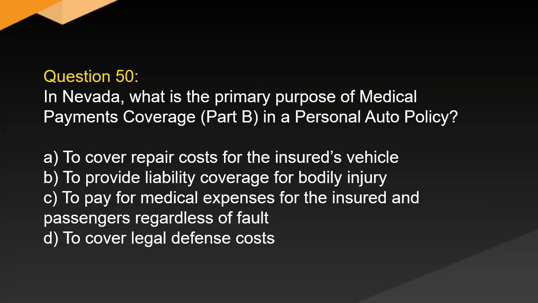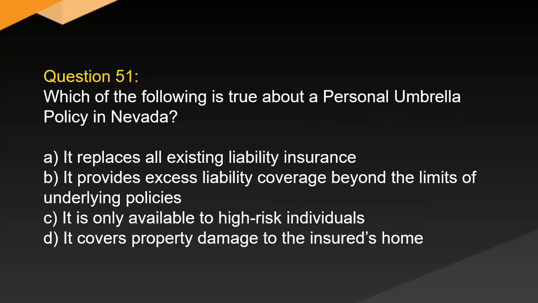Question 50. In Nevada, what is the primary purpose of medical payments coverage, Part B, in a personal auto policy? A. To cover repair costs for the insured's vehicle. B. To provide liability coverage for bodily injury. C. To pay for medical expenses for the insured and passengers regardless of fault. D. To cover legal defense costs.